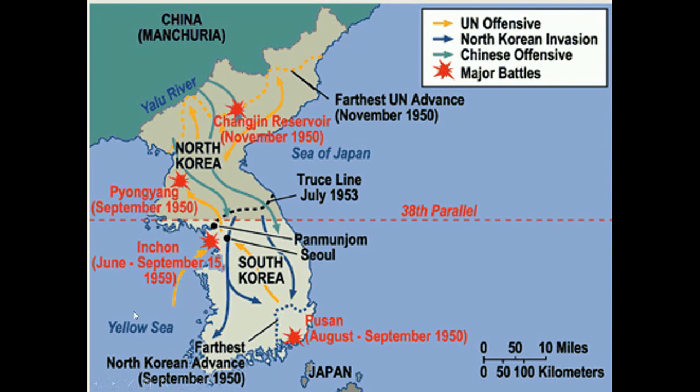But then, of course, the Marine landings at Incheon, and that was September 15th. This was designed to cut off the North Korean supply lines and then to take back Seoul and push through. And so they allowed the troops at Busan to push up and then connect with the troops from Incheon, and then push through to Panmunjom, and then of course the 38th parallel. So that's the UN offensive through here, in the yellow, and they push up quite fast.